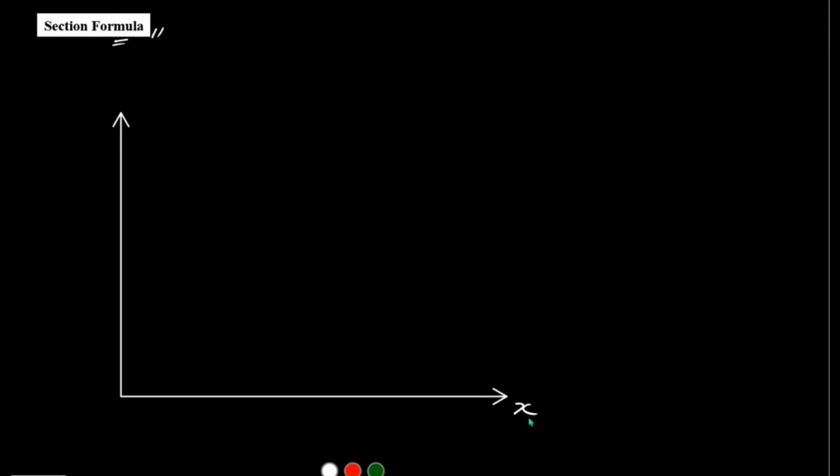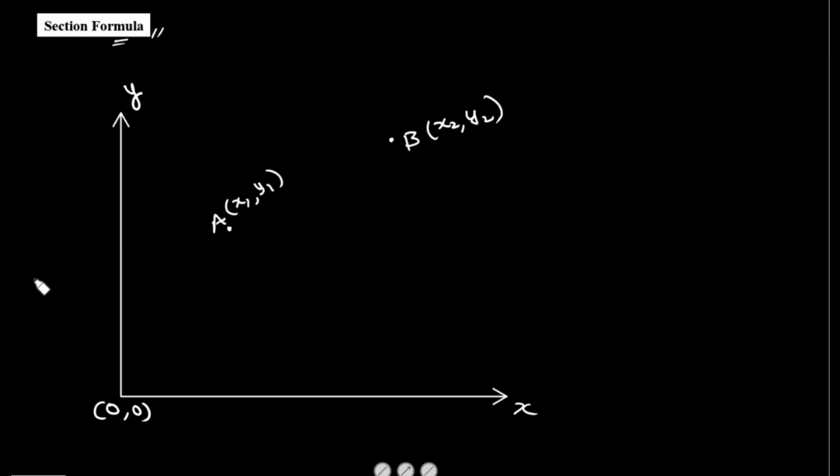Now we'll discuss the section formula. Let's take this as the x-axis and this as the y-axis. The origin of these axes is 0, 0. Let's take this point A, that is x1 comma y1. Let's take another point here, point B, that is x2 y2. Let's join these 2 points. Now let's take one point along the line, and this point is x comma y.